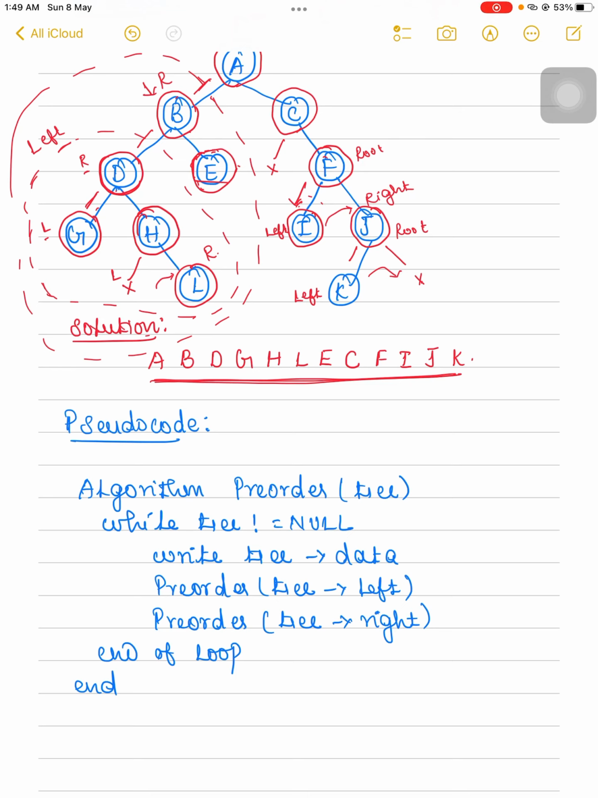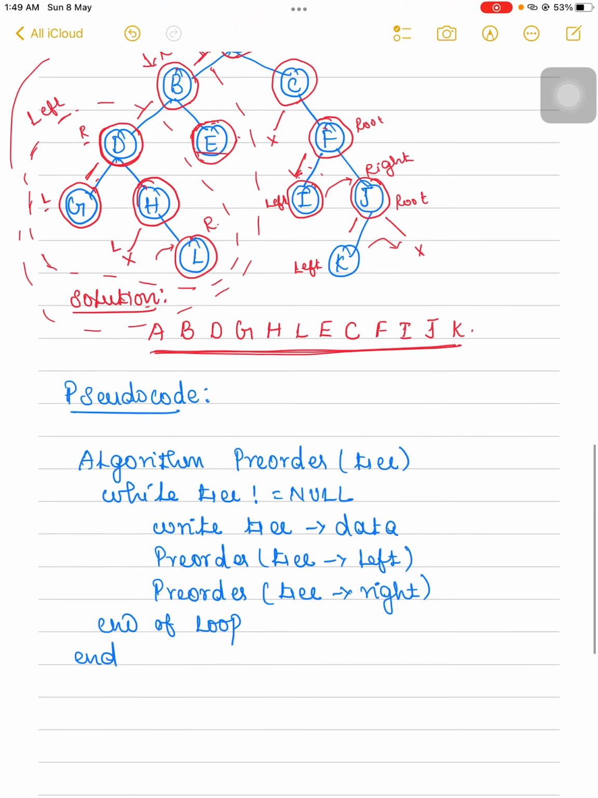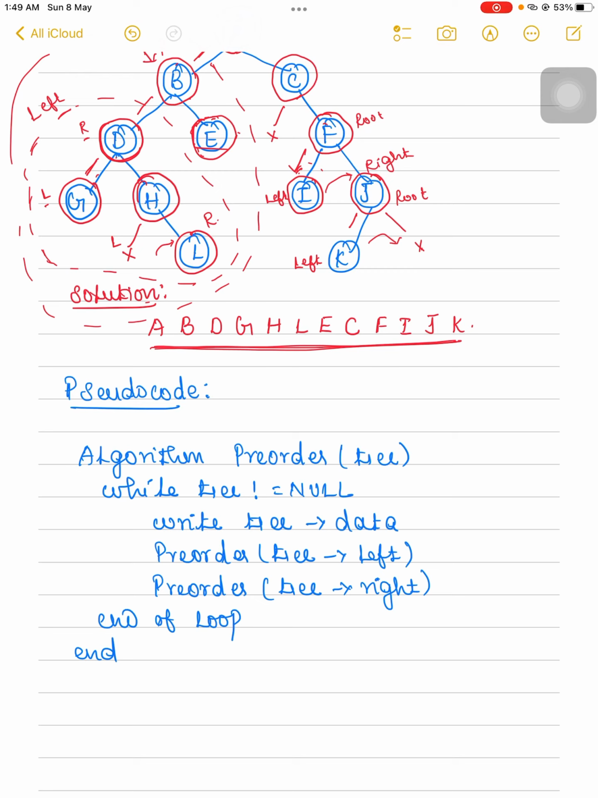So this is the pseudocode for pre-order traversal. Here, when the tree is not equal to null, meaning when the tree is not empty, it will start applying the pre-order traversal procedure. So when the root is not equal to null, the very first step is to print the root. It will print the data which is there in the root.